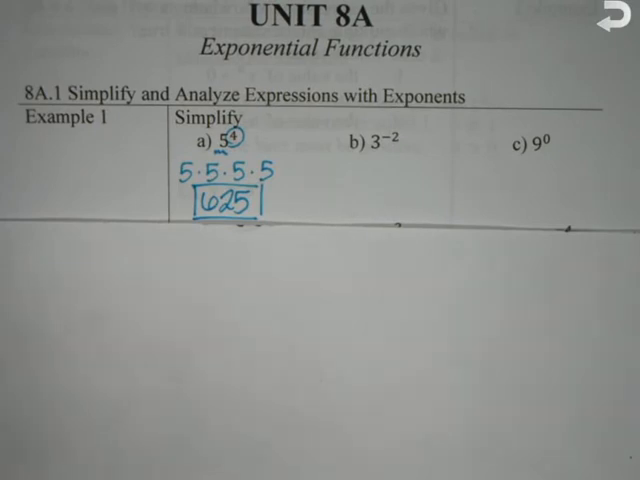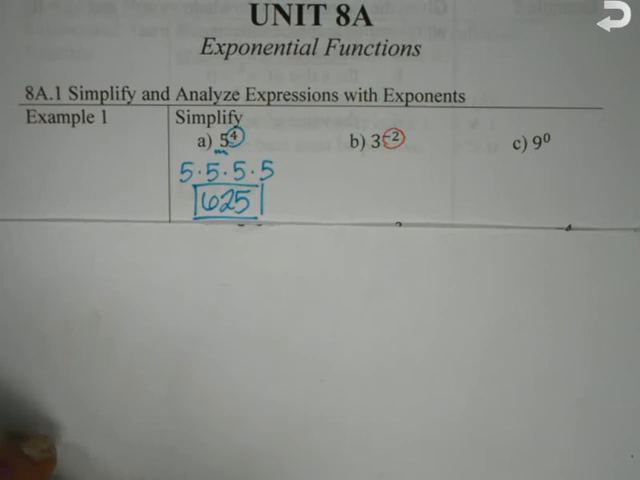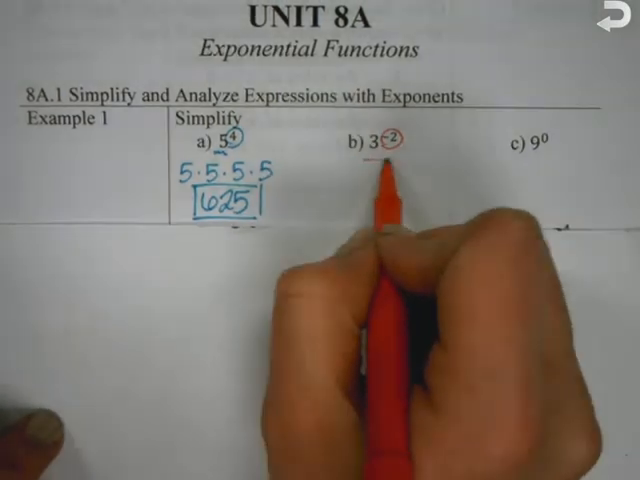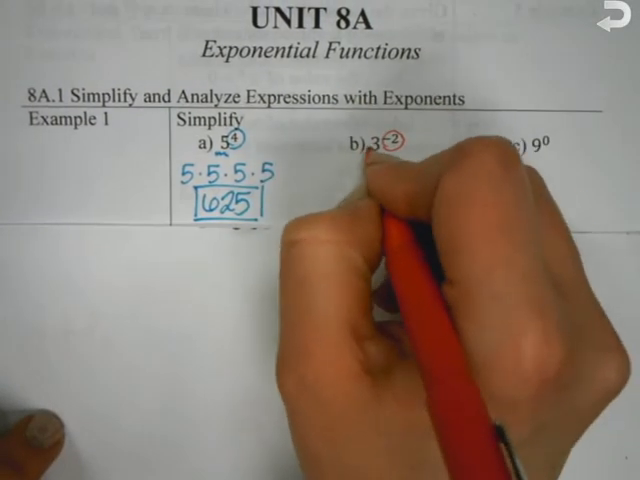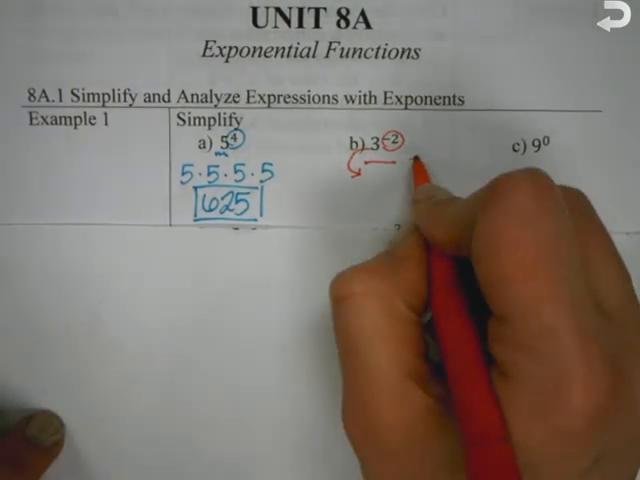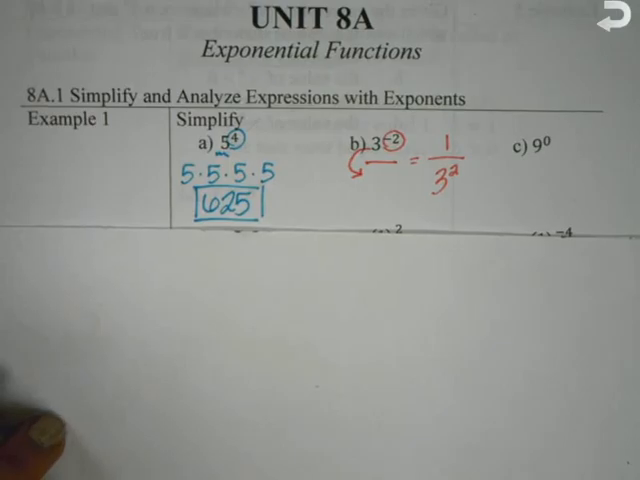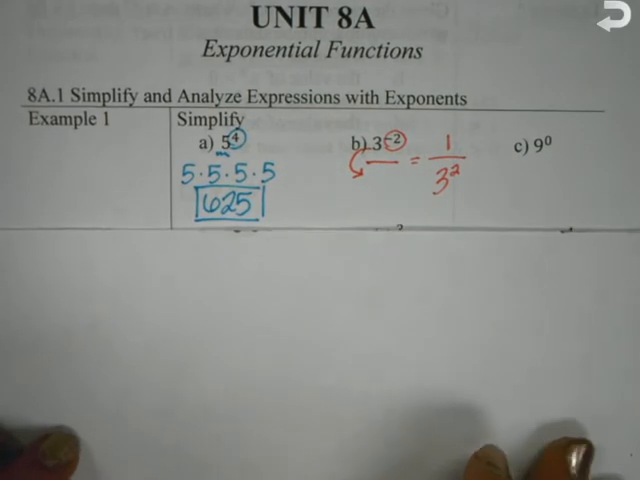What if I have a negative exponent? What happens there? You take the reciprocal, right? So we would move that 3 to the denominator. And what happens when I move it to the denominator? It becomes positive. So it becomes 1 over 3 squared, which is 1 over 9.